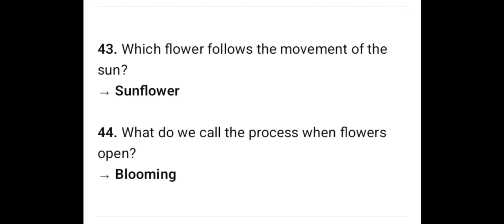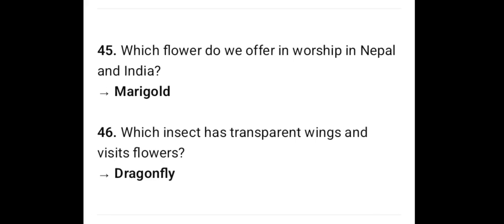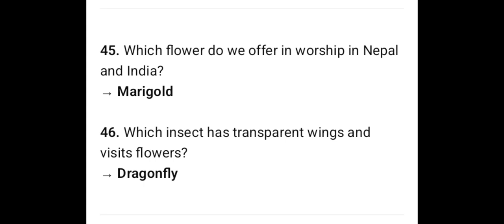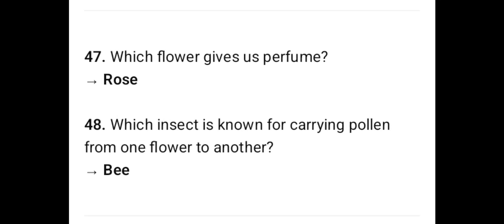Which flower follows the movement of the sun? Sunflower. What do we call the process when flowers open? Blooming. Which flower do we offer in worship in Nepal and India? Marigold. Which insect has transparent wings and visits flowers? Dragonfly. Which flower gives us perfume? Rose.